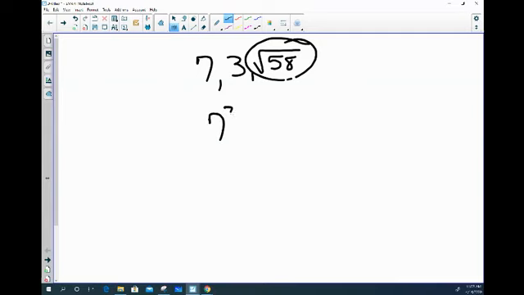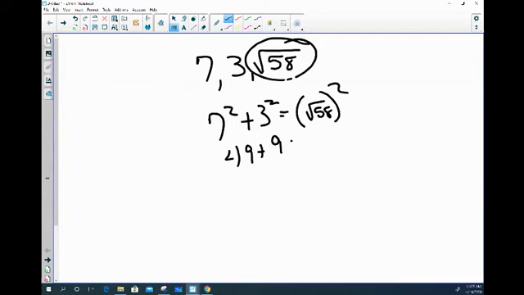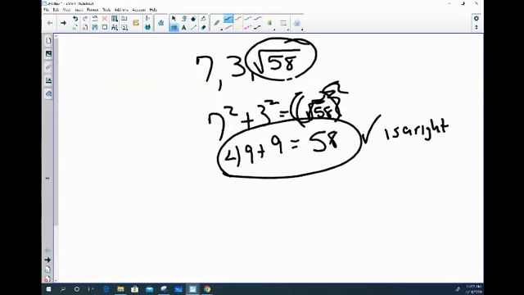So we'll take 7 squared plus 3 squared, and it has to equal the square root of 58 squared. So 7 times 7 is 49. 3 times 3 is 9. And the square root of 58 squared means that all I have left is what's underneath. So 49 plus 9 is 58. This is a right triangle. Boom. Love it. That was easy. Let's look at another one.